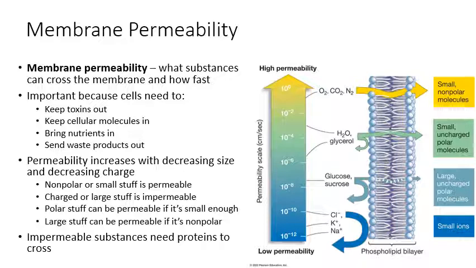So sometimes the cell needs something to cross the membrane, even though it is impermeable. And when that is the case, the cell is going to need to use a special type of protein to help that non-permeable substance get across the membrane. Also for things that are moderately permeable, like water, it can cross somewhat, but sometimes the cell needs a lot of water to cross, not just a little bit. And so in that case, the cell needs to use a protein to help the water get across the membrane. And we'll talk about the types of proteins that are used in a moment.